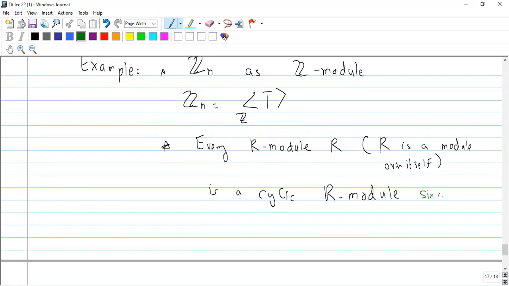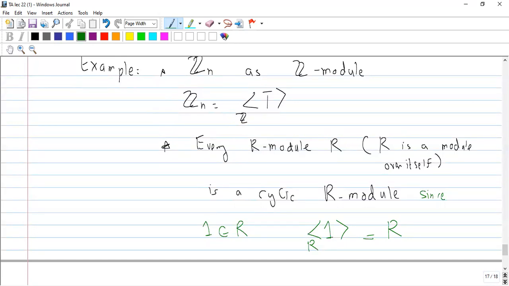Since 1 is an element of R, as soon as you generate the ideal or the submodule from 1, by taking all scalar multiples of 1, then you will get whole R. So that's why R module over itself is always a cyclic R module.